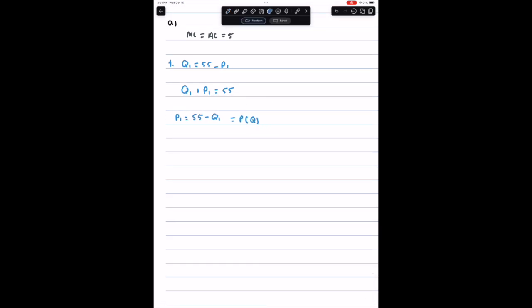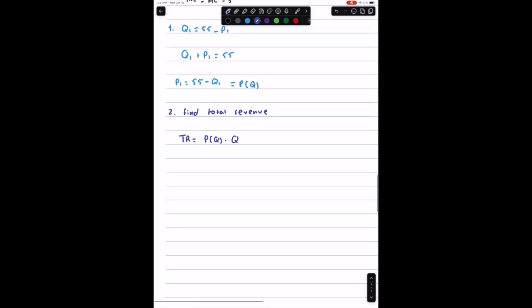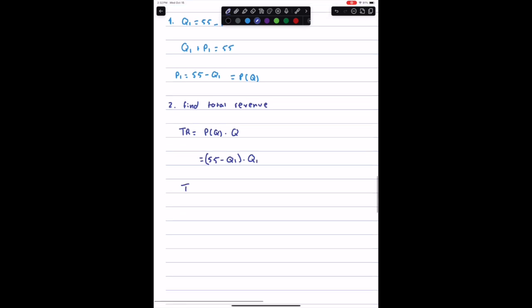Okay. Now, step number 2 is we have to find total revenue, and the reason we have to do this is because we're going to have to calculate marginal revenue. So we know that total revenue is just equal to the price per unit, which is P of Q, times how many units you sell. In our case, P of Q is equal to 55 minus Q1, and we're going to multiply this by Q1 because that's how many units of Q1 we sell. So total revenue is just equal to 55 Q1 minus Q1 squared.